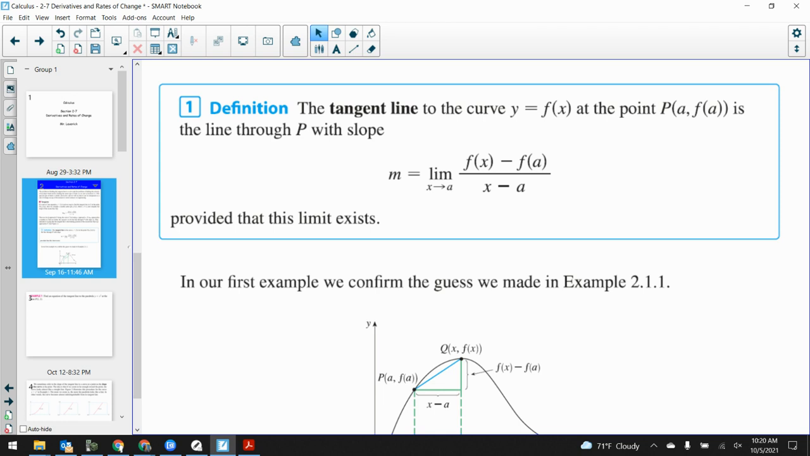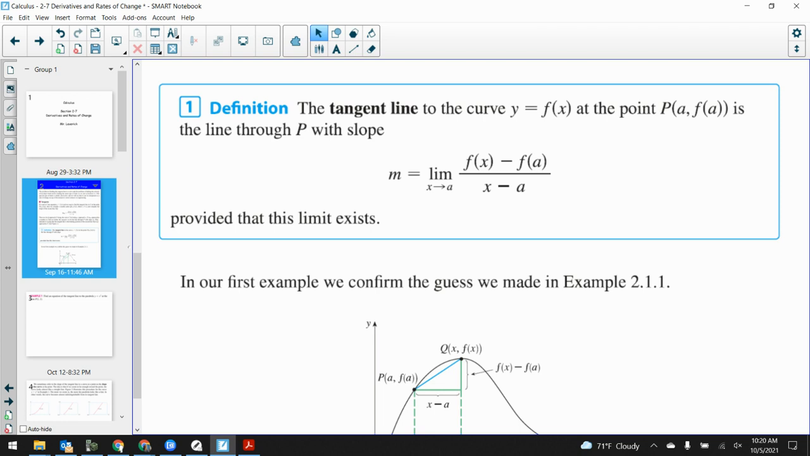What does that mean? That means as I take the x value and make it closer and closer to a, say if I'm looking at the point (1, 1), the x value is 1. As I take x and make it closer and closer to 1, the slope is going to be f of x, the y value, minus f of a, all divided by the x values, x minus a.